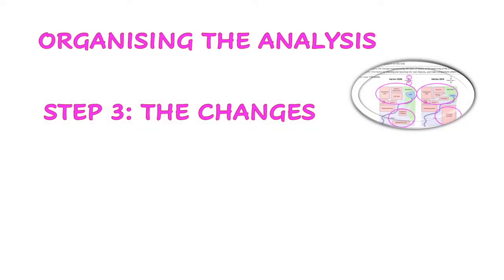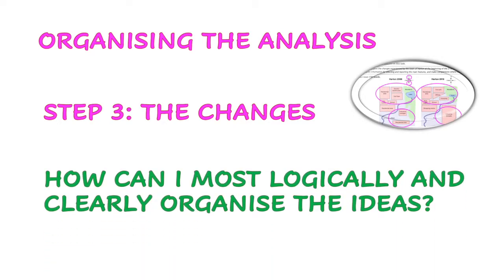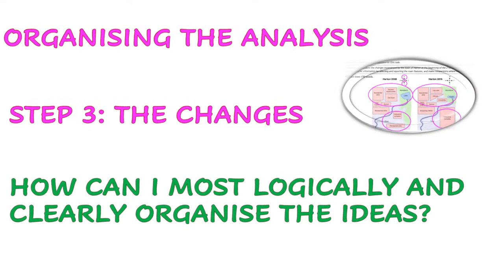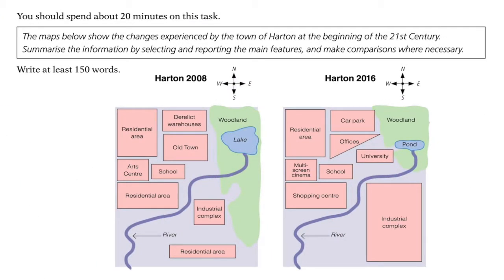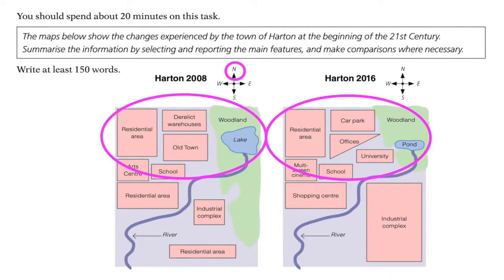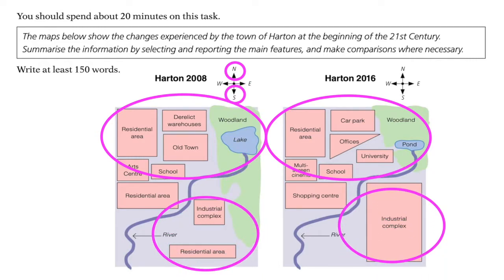And then I've written the introduction, the overview, and now I need to go to the actual changes and I need to make it clear to the reader what exactly happened by comparing the two maps. But the question is, how can I most logically and clearly organize the ideas? So, for me, the most obvious thing is that the river cuts the town in half, which is why I'm going to split the changes that I'll discuss into comparison of the northern side and then of the southern side.